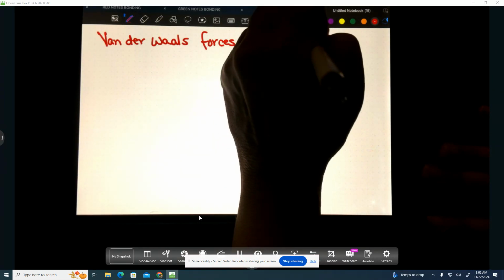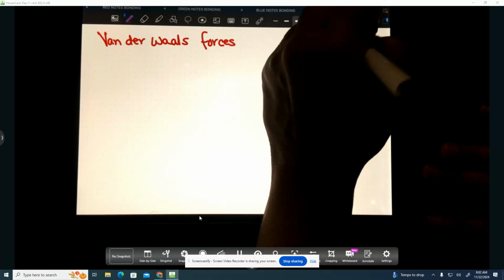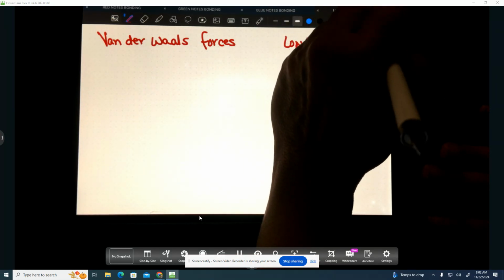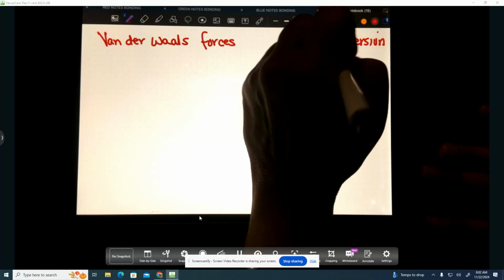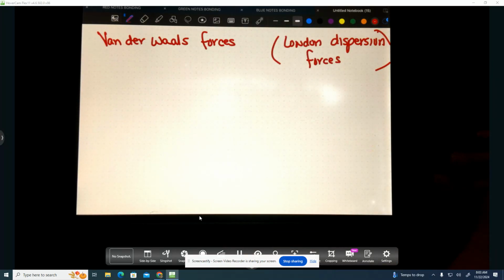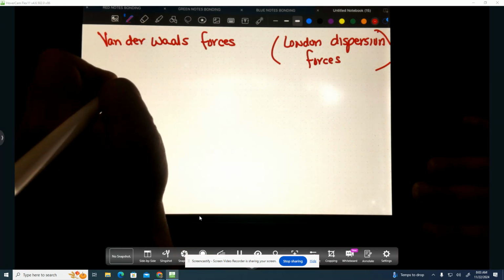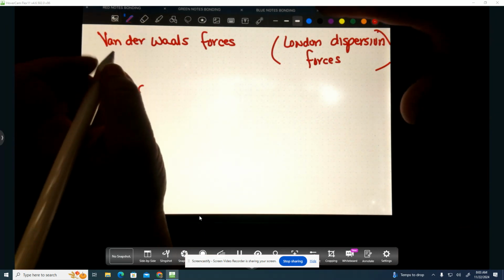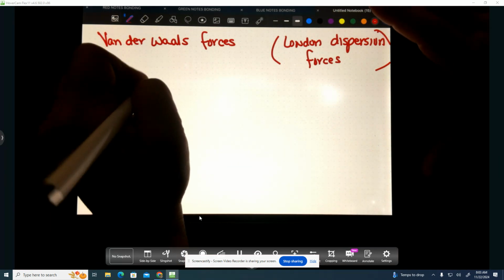Sometimes we call them London dispersion forces. You're going to see them in the questions that I'm going to give you today to work on. London dispersion forces, okay, it's the same thing, different words. Van der Waals forces happen when you have two nonpolar molecules.